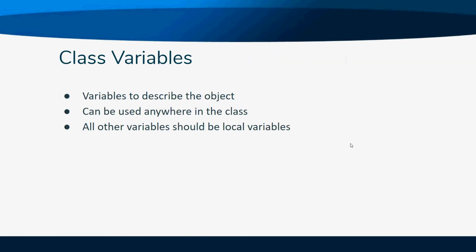Okay, class variables are used to describe your object, which we've kind of talked about. They're your properties, your little attributes of your object. You can use them anywhere on the page, and then all other variables, if you have a couple of extra helper variables, those should be local variables. Let's give you an example of this.